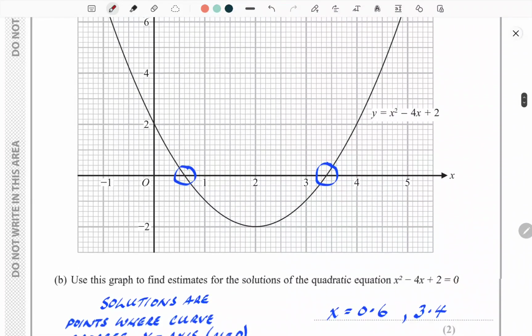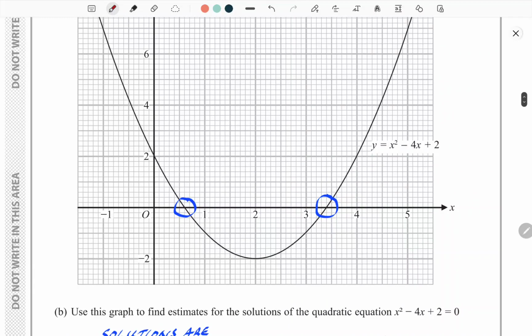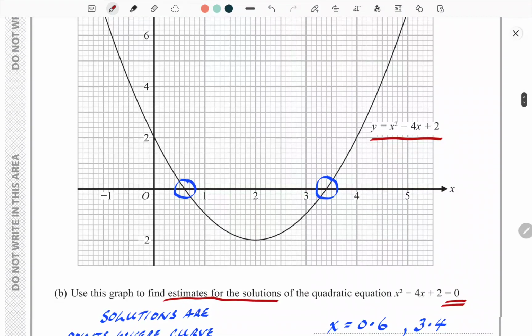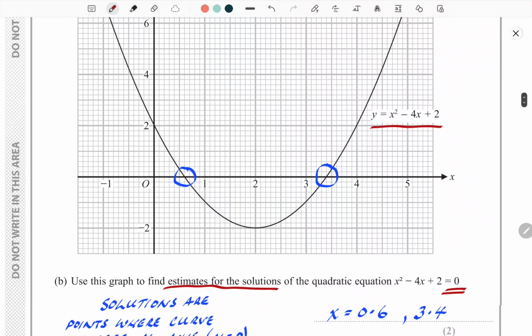Second part of this question. Quadratic graph. You can see x squared minus 4x plus 2. And all it wants is estimates for the solutions, right, for the quadratic equation equaling 0. So all you're looking for is where does the graph equal 0? That means where does it cut the x-axis?